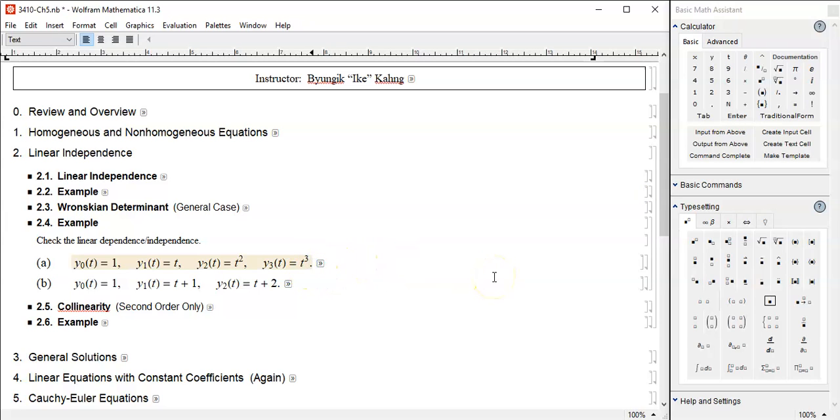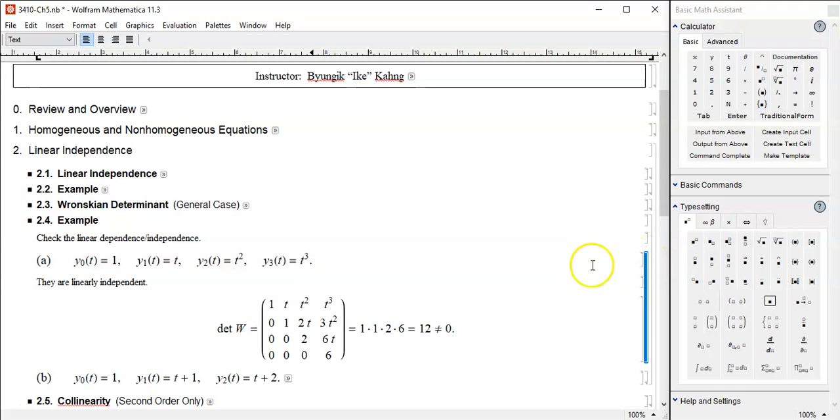1, t squared, t cubed. Let's set up the Wronskian determinant. Start from 1 and take the derivatives. The derivative is 0, so we have 1, 0, 0, 0. Next, start with t and take the derivative. That's 1, and the next derivative is 0, so we get that. Next, start with t squared and take the derivatives, and we get this column. Finally, start with t cubed and take its derivatives, and you get this column.